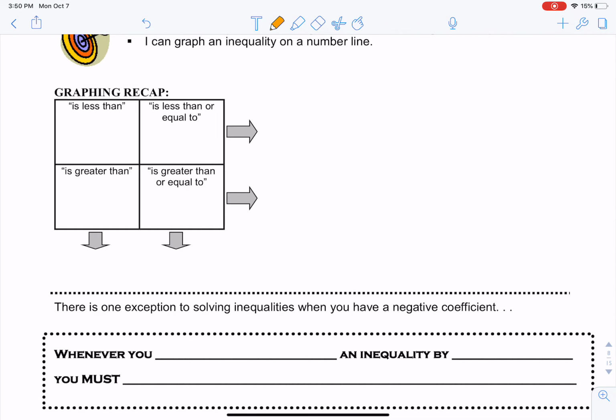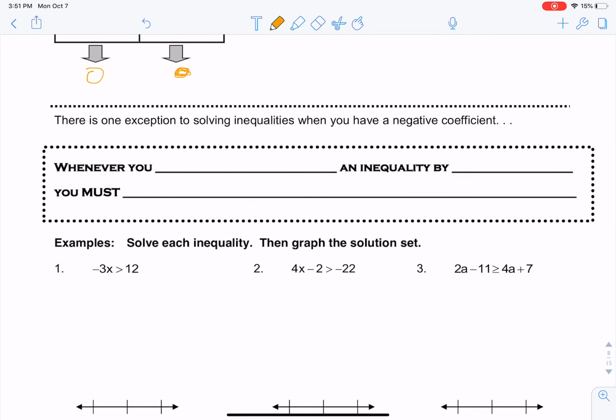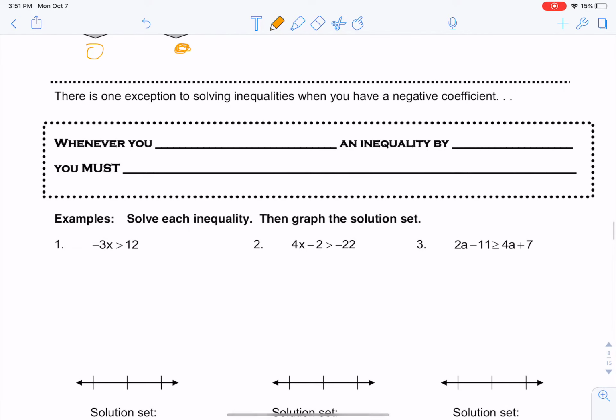This should be old news to you by now. I'm going to fill this out super quickly because hopefully we're getting used to those symbols. Remember, we have open circle here, closed circle here. We're going to shade to the left for these two symbols and shade to the right. So hopefully you can do that without even looking at my notes here. You know what those symbols mean and how to graph them. So today we're talking about negative coefficients.